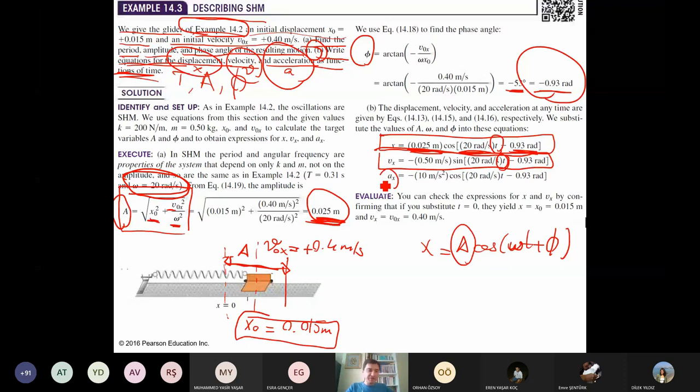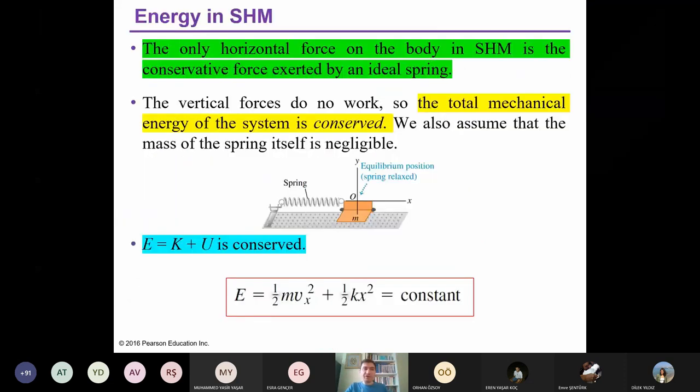And let me finish this lecture with the last part, energy in simple harmonic motion. When we were discussing the glider and spring system on a frictionless surface, we discussed the energy, okay? So if the surface is frictionless, air resistance is ignored, and this spring is an ideal spring, if all conditions are perfect, if we have an ideal system, then the total mechanical energy of the system is conserved. So look at the system. Along the y-axis, we have weight, mg. We have the normal force, okay?